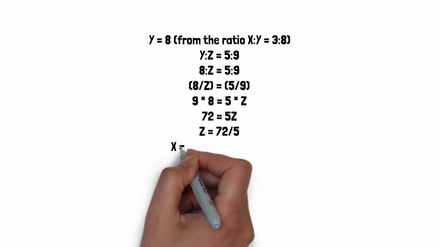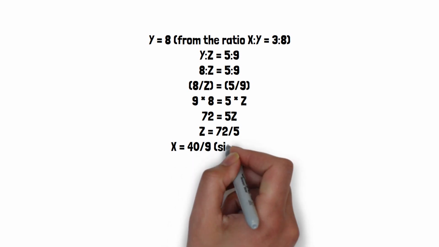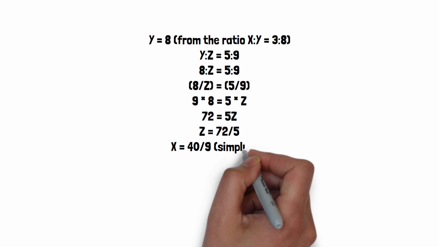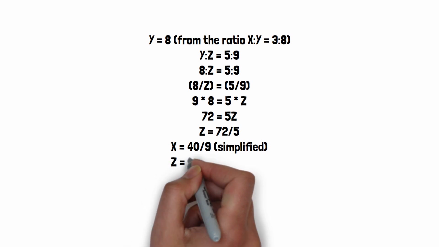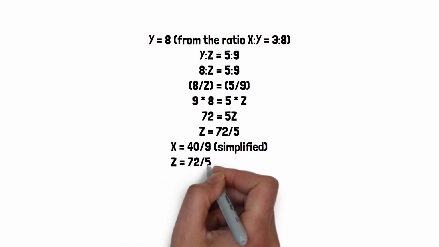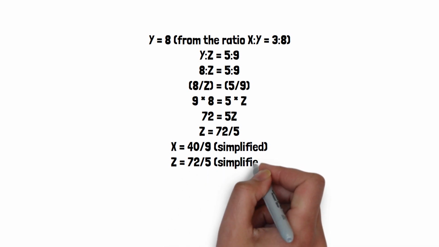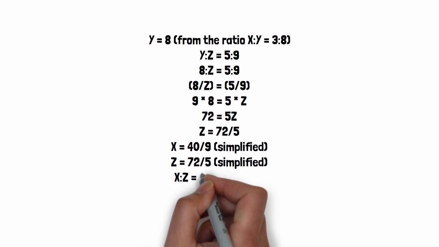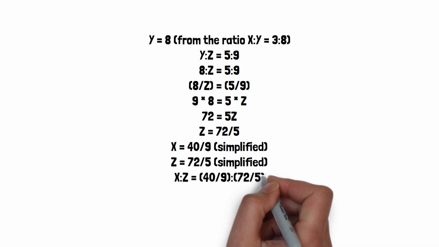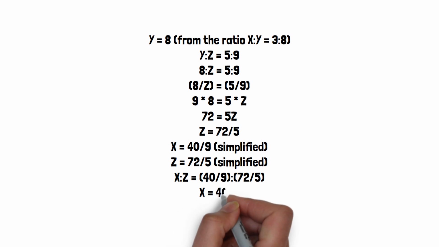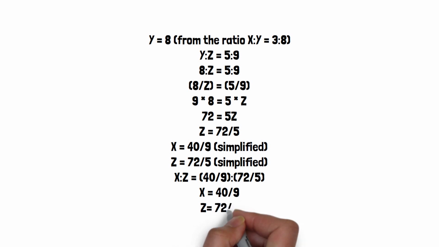Now that we have the values of x and z, we can simplify the ratio x is to z by dividing both values by their greatest common divisor. So, x is equal to 40 divided by 9 and z is equal to 72 divided by 5. So, our simplified ratio x is to z will be x is to z is equal to 40 divided by 9 is to 72 divided by 5. Or, we can write it as x is equal to 40 divided by 9 and z is equal to 72 divided by 5.